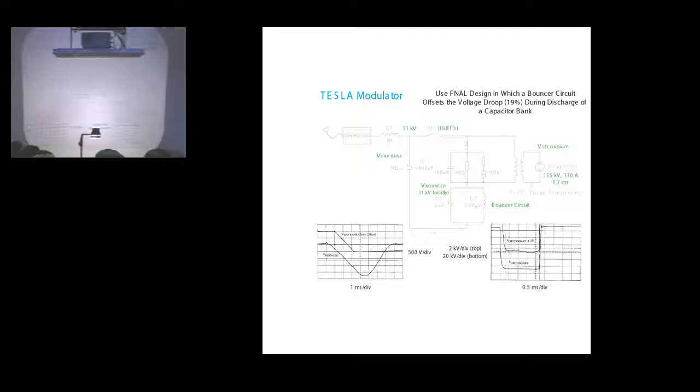And they have what they call a bouncer circuit, which is basically charged up in advance and discharged at the same time, so that the droop in this circuit discharges at about the same rate, and it gives you a flat pulse at this end. And so they started with this design, they're working with industry to make improvements and to use that for their machine.